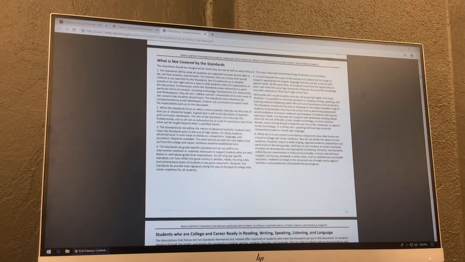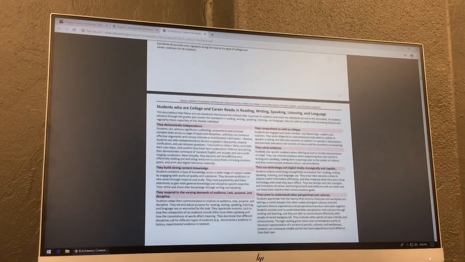There are also other things that are essential to being prepared for college and career that are not outlined in the standards, things like social, emotional, and physical development. So the standards are just a framework for things that students should know and don't include these things that are not covered by the standards.